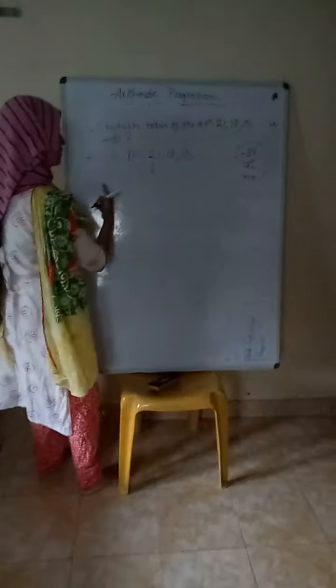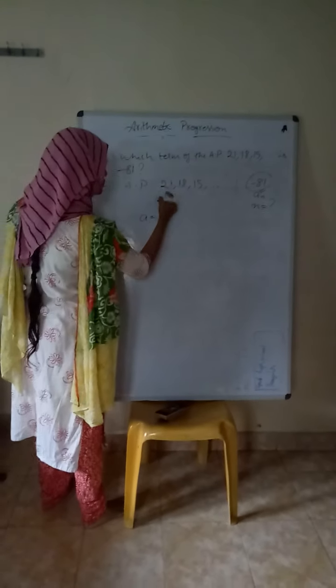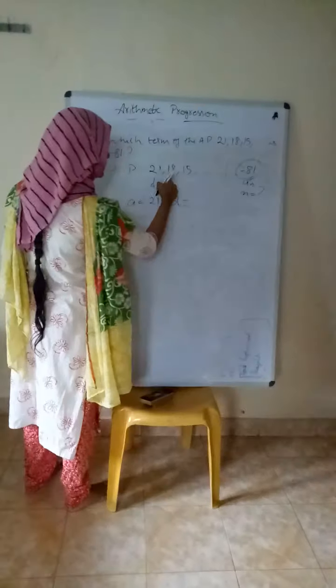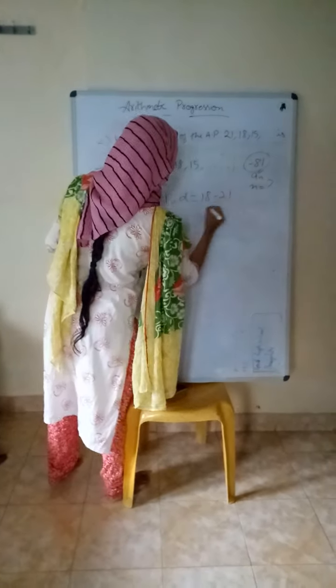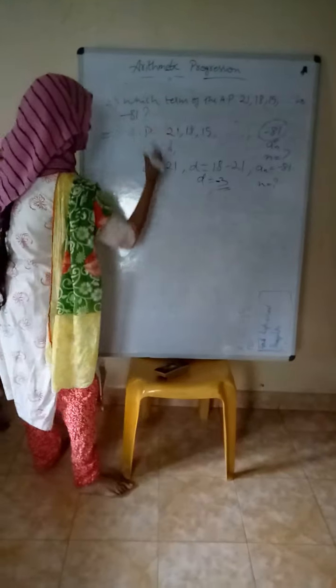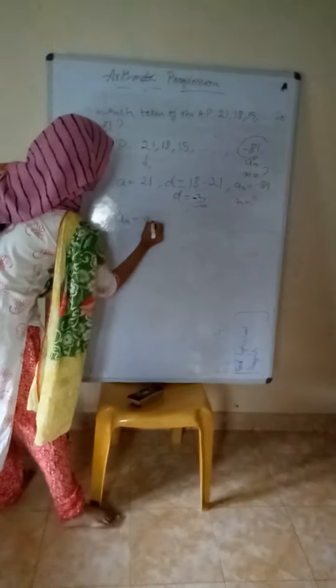An is minus 81. We have to find n. So what are given? We will write it first. A is equal to 21 and D is what? 18 minus 21. What will you get? 3, right? 18 minus 21 is 3. The bigger number is 21, so we will write the minus sign. So D you got is minus 3. D is equal to minus 3, and an they have given, an is equal to minus 81. You have to find n. Use that formula, the unknown formula, the an formula.